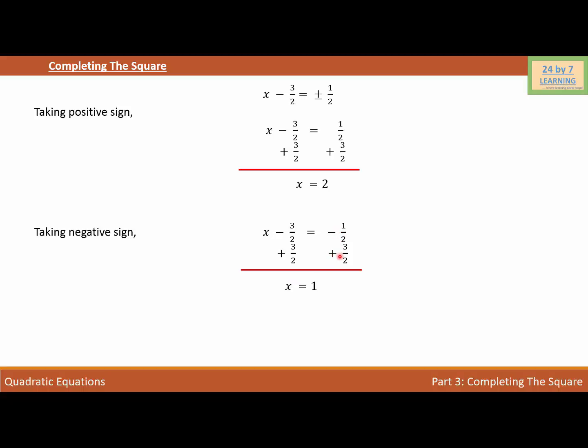So as you can see, I have two values of x. One is x equals 2, and the other one is x equals 1. So x equals 2 and x equals 1 are the solutions for the quadratic equation. And this is how we use completing the square to solve the quadratic equation.